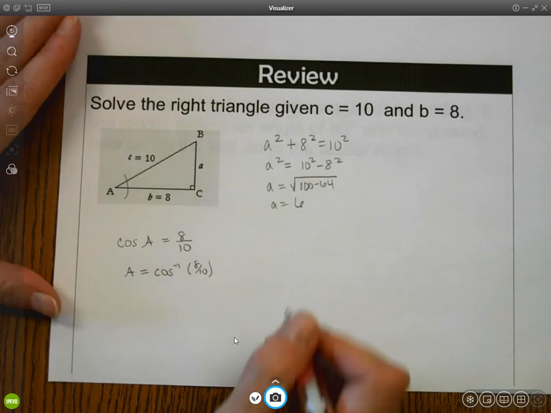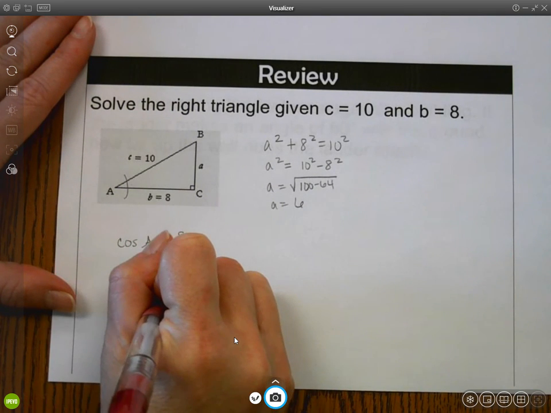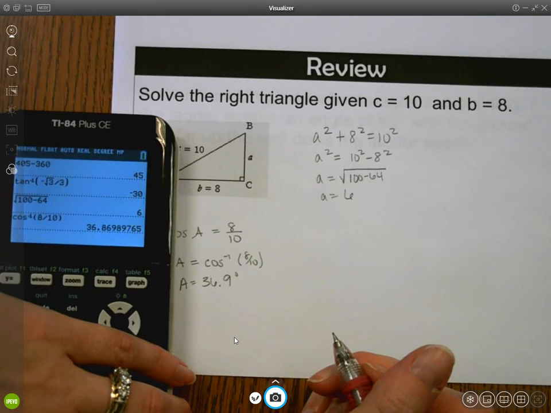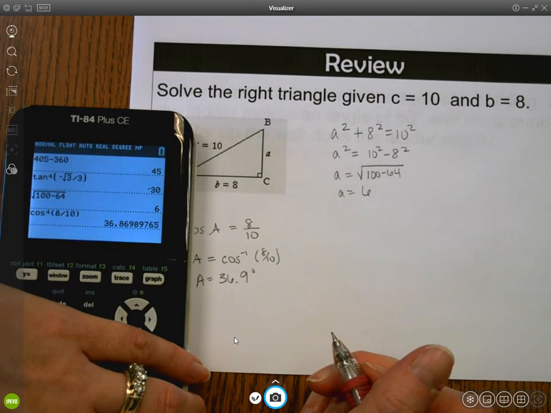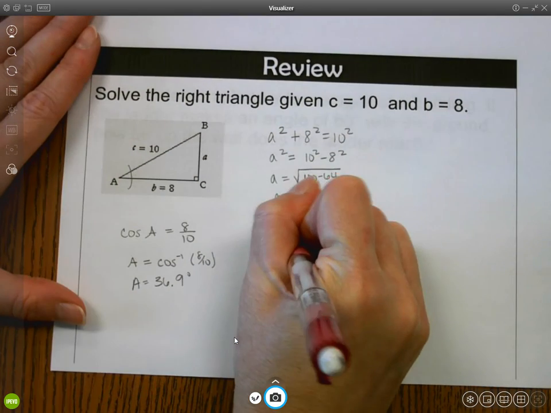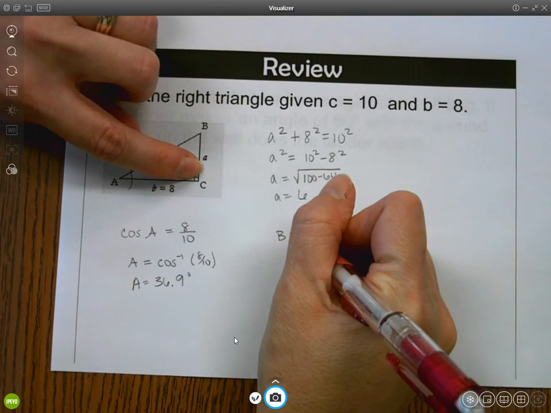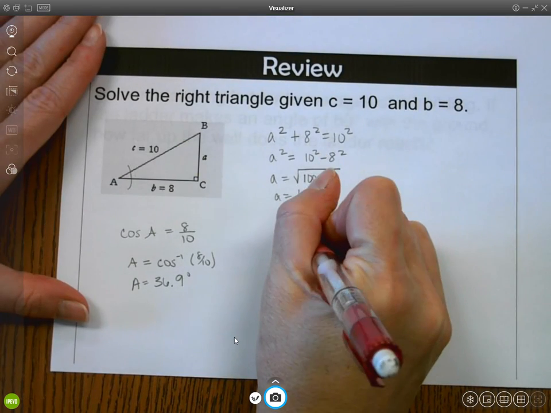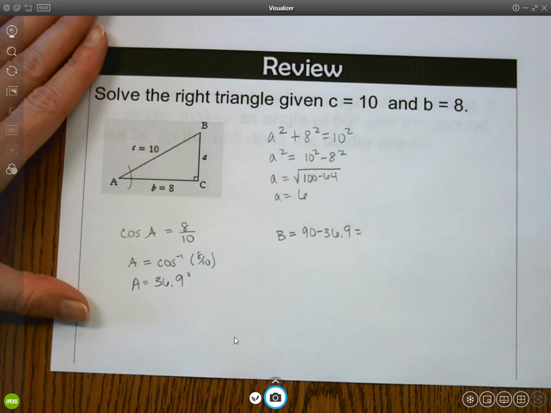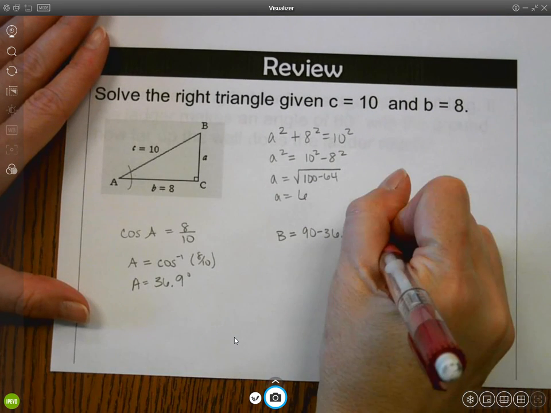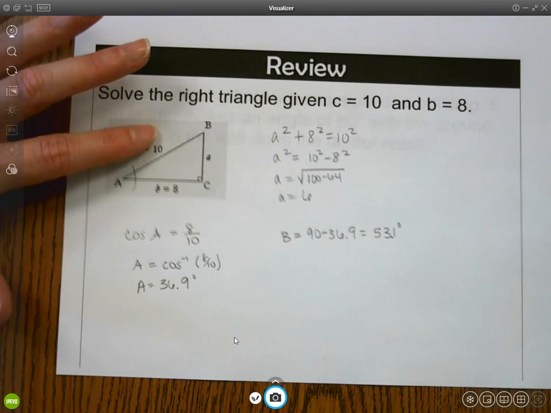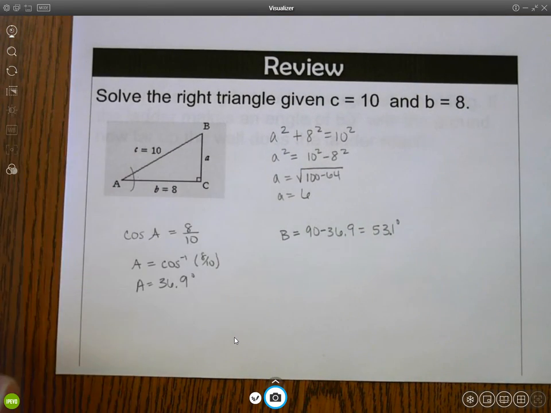And we get 36.869, so 36.9 degrees if we round. All right, once you know one angle, to find the other one, you're just going to subtract from 90, because if this is 90, then these two have to add up to 90, because the triangle adds up to 180. So I do 90 minus 36.9, I get 53.1 as angle B. All right, so now I know everything. They gave me these two, and I found this. They gave me 3 things, and I found the other 3.